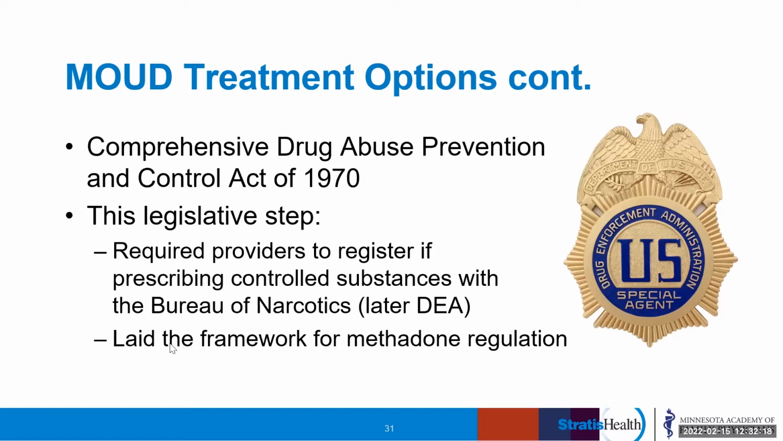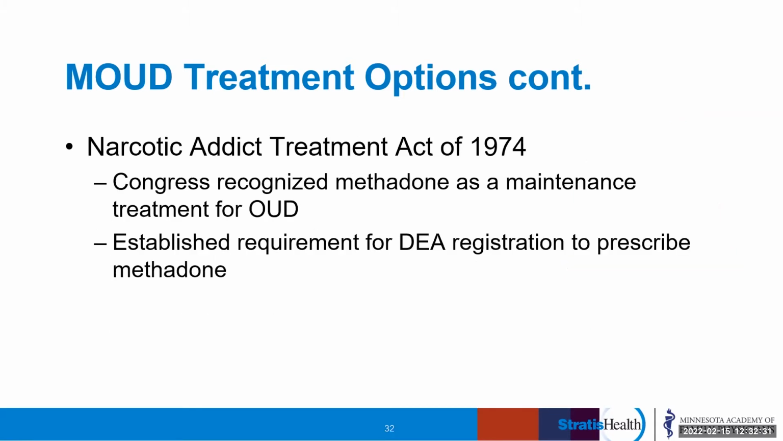And later, of course, this became the DEA. And this kind of laid that framework for methadone regulation. And really a lot of what went on with developing the methadone clinics started with this first step. Four years later, methadone actually became recognized as a treatment for opioid use disorder. And of course, the DEA required registration. And in 1974, they came up with all the guidelines, which many today still stand pretty strong.